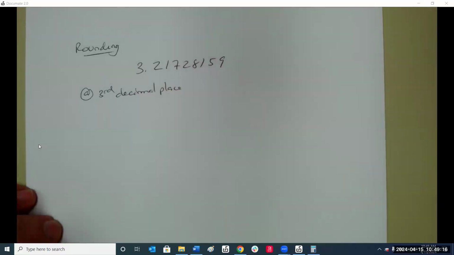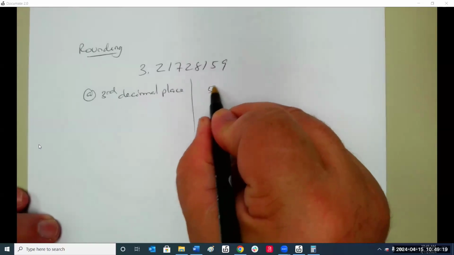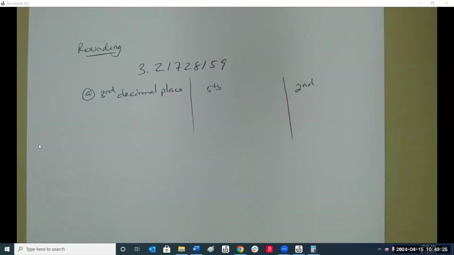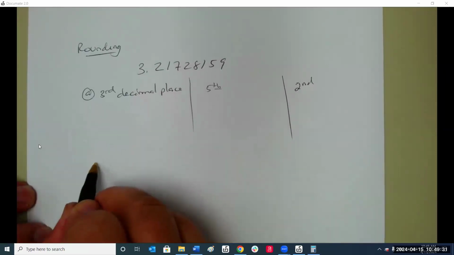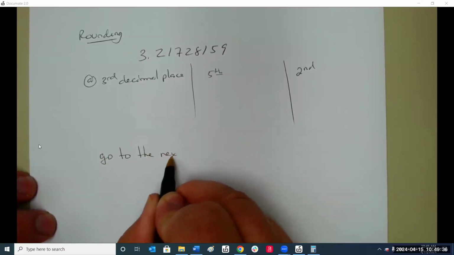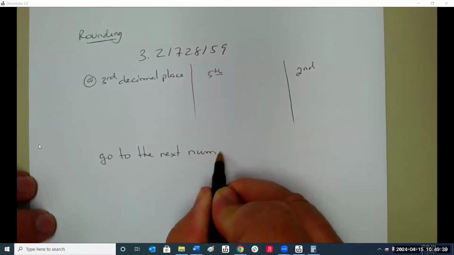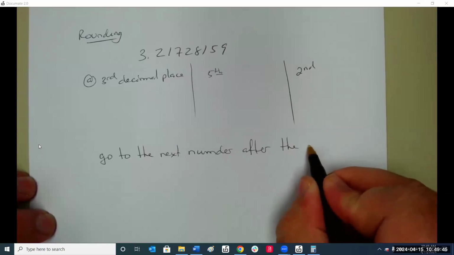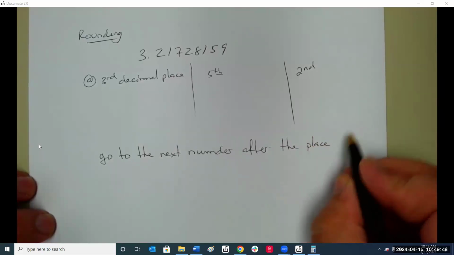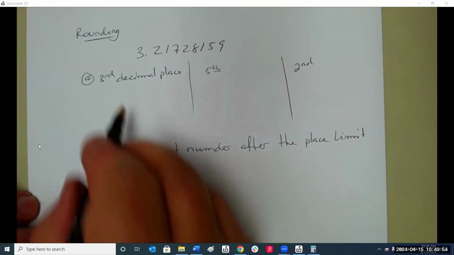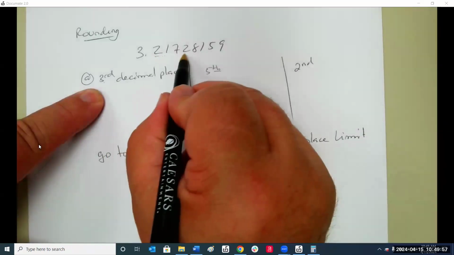Okay, if I said rounded to the 3rd decimal place, the 5th, and the 2nd. So what you do, go to the next number after the place limit. So if I said the 3rd decimal place, go to the 4th decimal place.